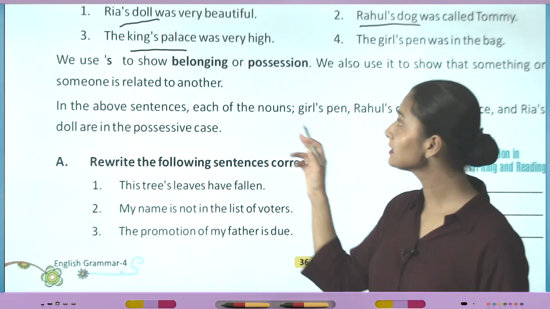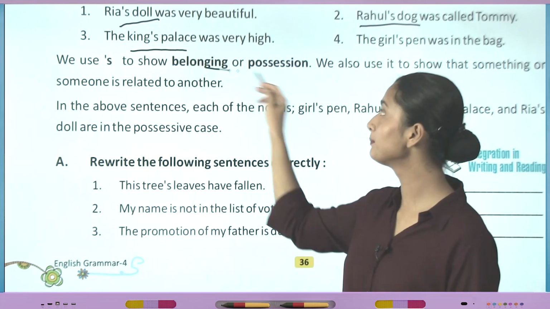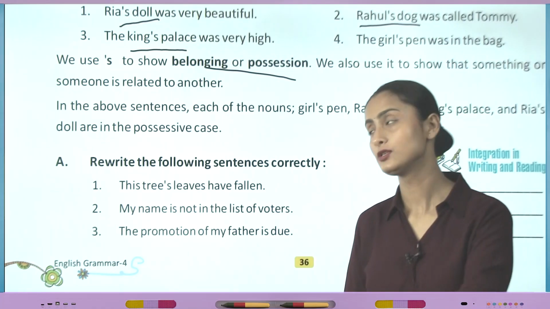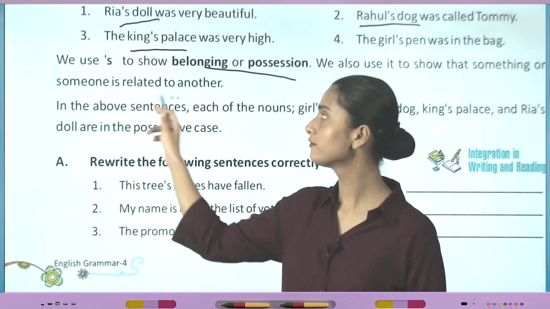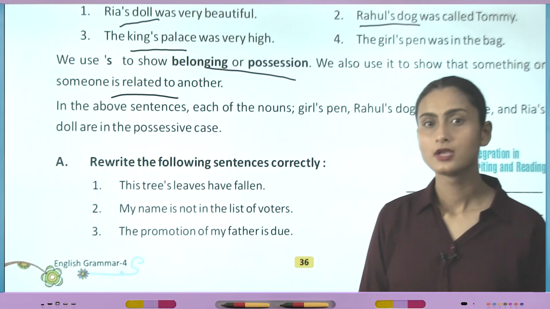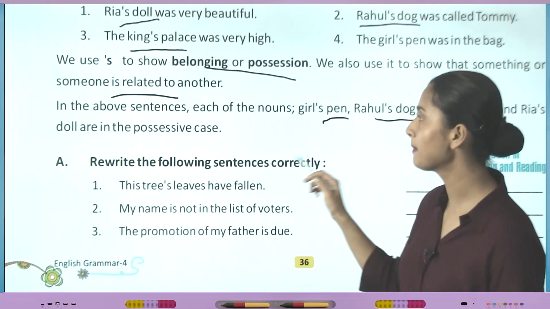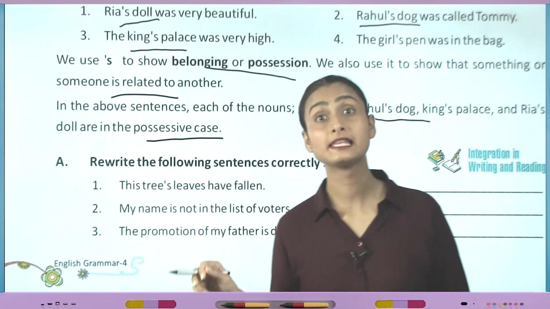So in all these examples, we are showing the belonging or the possession of the noun to the thing. So we are establishing a certain kind of relationship. So in all the sentences, each of the nouns, girl's pen, Rahul's dog, king's palace, these are the possessive case.